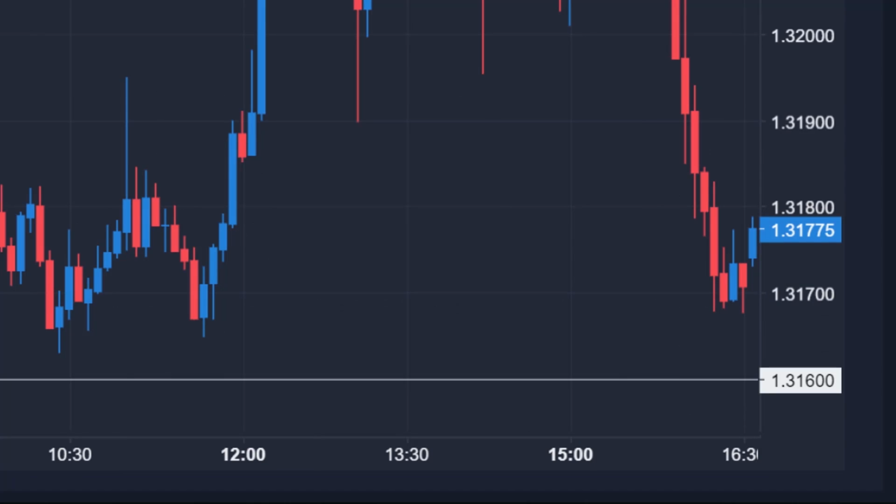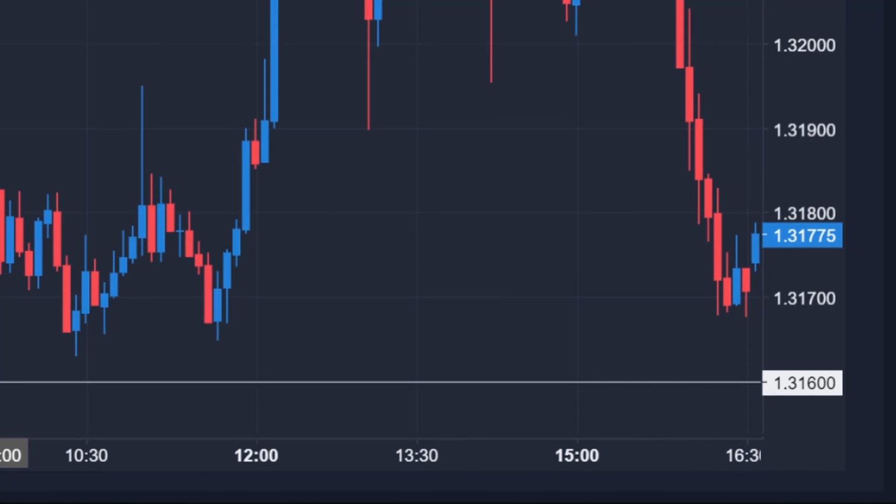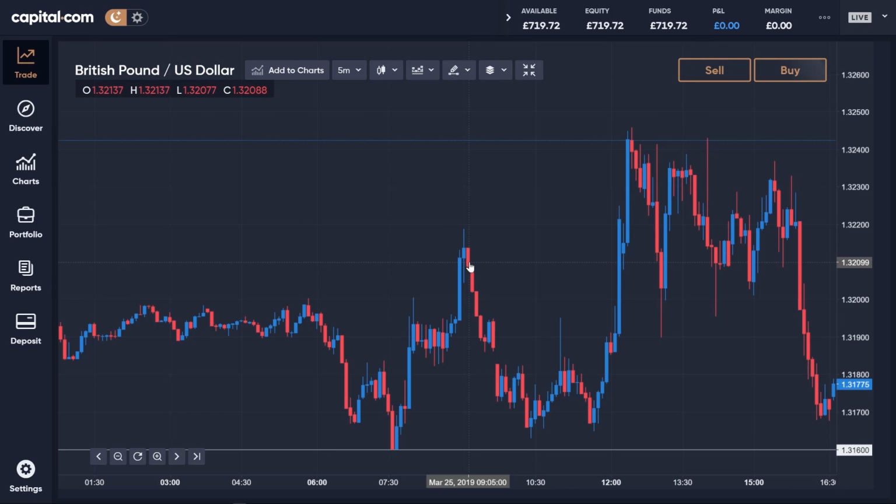So again, an approach here, if we're using that support as our entry point, we want to be a buyer. The market, I've stopped it here at 131.78. We want to be a buyer. Again, our stop loss should go the other side of that low. Let's walk forwards.